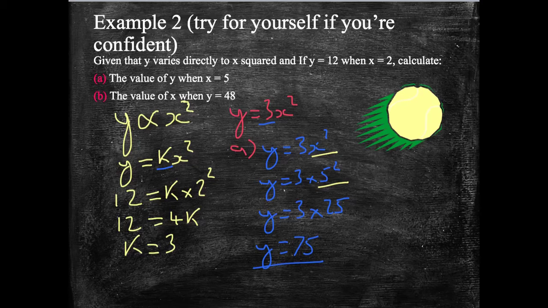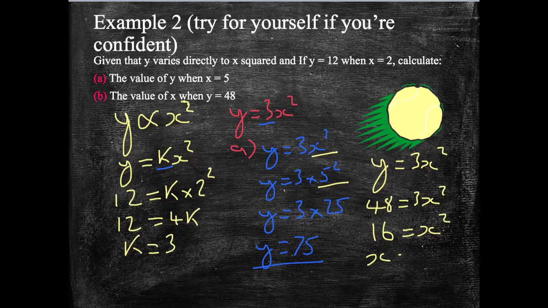Okay, next part is the value of x when y equals 48. Let's start with my formula. y equals 3x squared. I know that y is 48, so 48 equals 3x squared. Divide both sides by 3. 16 equals x squared. That means that x is 4. Done.